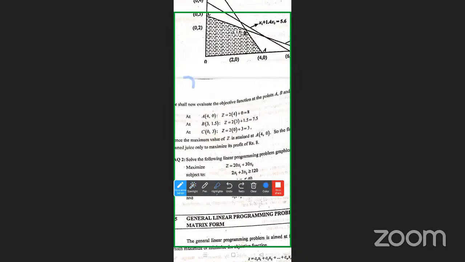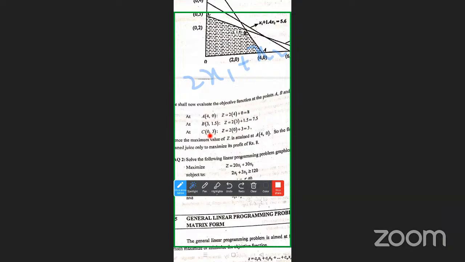So three points: the first point (4, 0), the second point (3, 1.5), and (0, 3). For the first point (4, 0), the objective function is 2x1 plus x2. So this is the objective function. 2 into x1 is 4, so 8. Next, 6 plus 1.5, 7.5. Next, the third point C (0, 3).